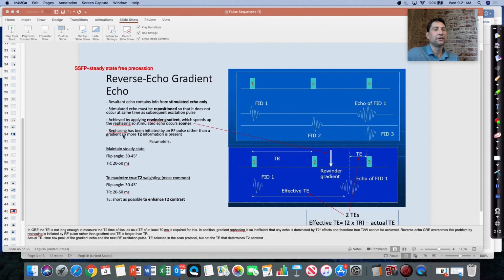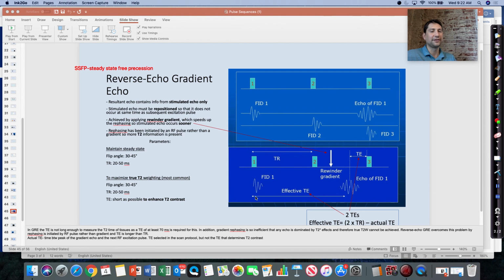So this will include more T2 weighted information, not T2 star, because we have two RF pulses dephasing and rephasing compared to gradients doing the rephasing. So it's going to contain more general T2 information compared to T2 star information. You are going to have a TE that is as short as possible to enhance T2 contrast. And you actually get two TEs with this gradient echo pulse sequence.